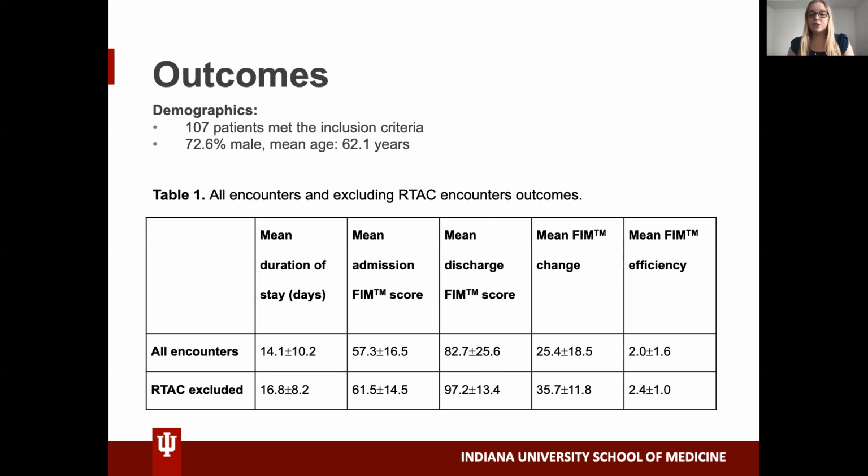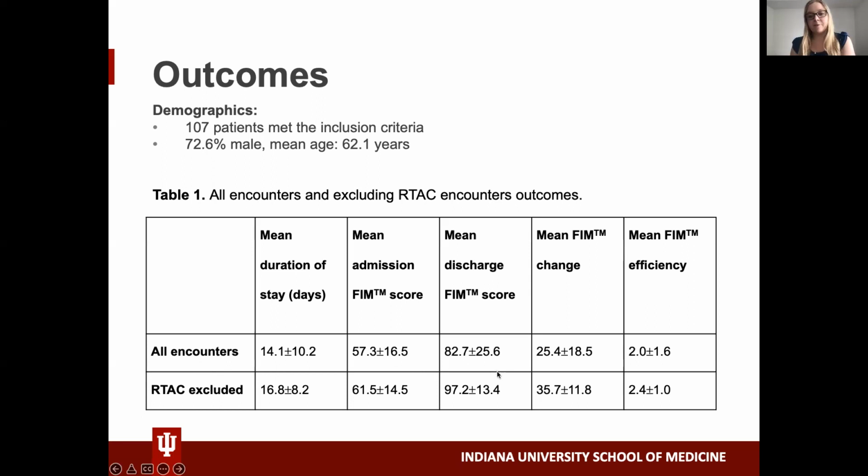So for the demographics of our study, the sample size was 107 patients meeting our inclusion criteria, and the mean age was around 62 years old, and there was around 73% male. As you can see in this chart, it's broken down into all encounters and also when we removed the encounters where the patient had to return to acute care due to complications. And then the changes listed at the top were evaluated for both of these categories. So this was to basically evaluate the effects of rehabilitation with and without the confounding variable of the complications that return to acute care.